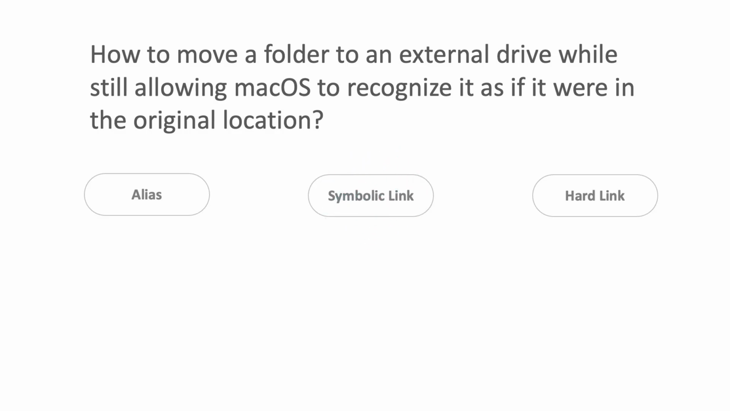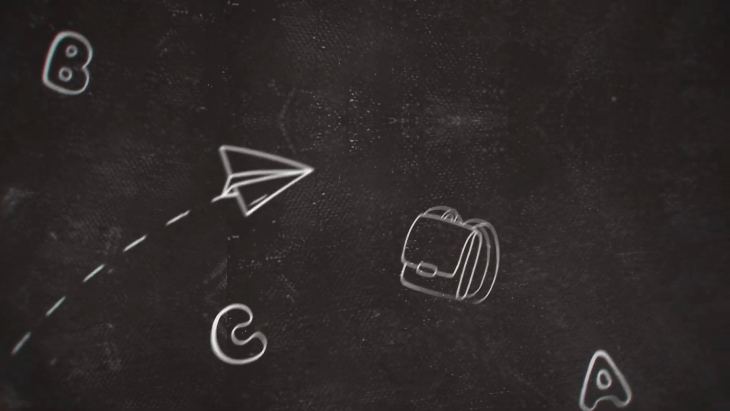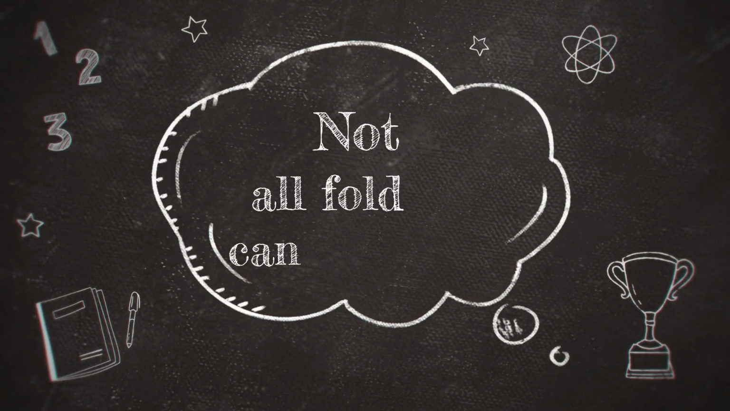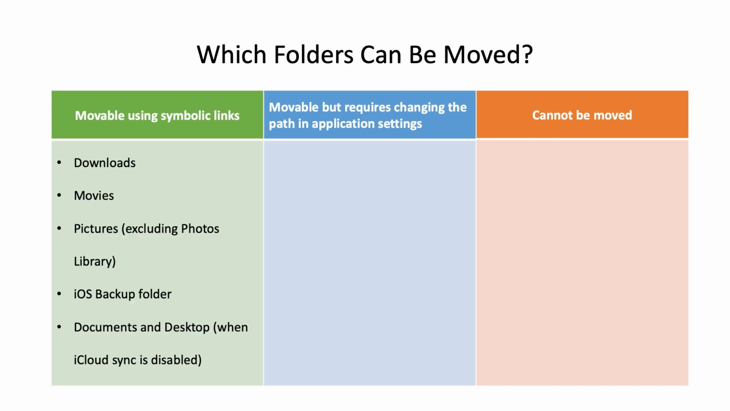In this scenario, we can create a symbolic link in the original location that points to the new location on the external drive. However, it's important to note that this technique only works for certain folders. In other words, not all folders on macOS can be moved to an external drive. To make this complex topic clearer, I've created a cheat sheet that categorizes folders into three types based on whether they can be moved. These folders can be moved to an external drive, with a symbolic link created in their original location. This way, macOS and applications will recognize the folders as if they're still in their original place, but the data is stored externally.